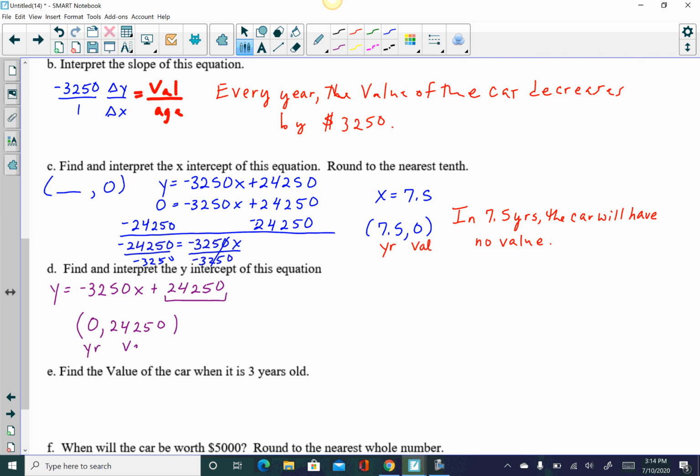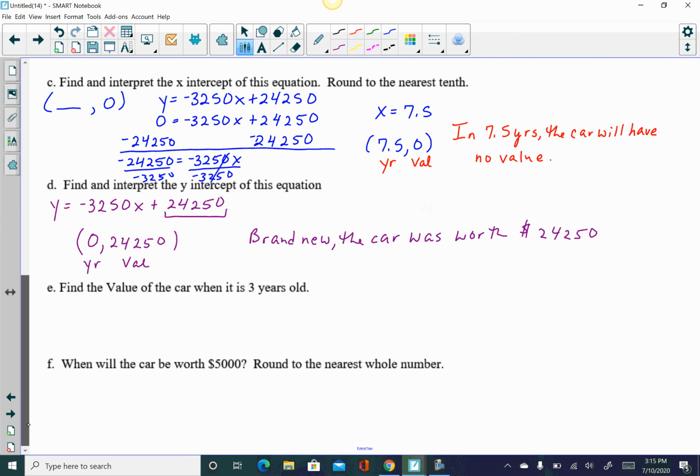This is the value of your car. So essentially, at time 0, or brand new, this car was worth $24,250. So I'll word it like that. Brand new, the car was worth $24,250. Okay. Part E wants us to find the value of the car when it's 3 years old.